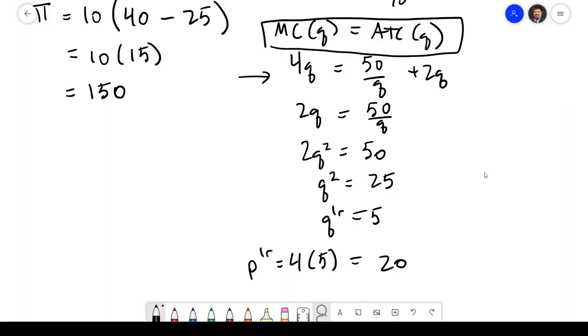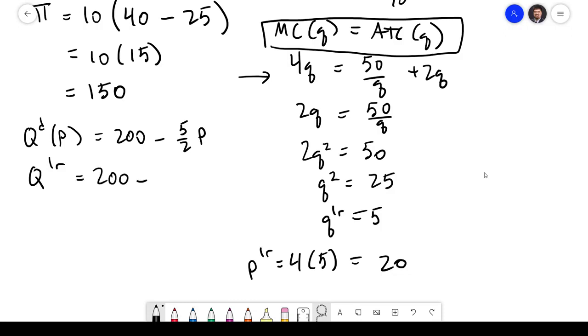Once we know the long-run price, we can then plug that into our demand function. Our demand function was 200 minus 5 halves P. And so our long-run equilibrium quantity in the market will be 200 minus 5 halves times 20. So we're going to get 200 minus 50. And so our long-run equilibrium quantity in the market will be 150.